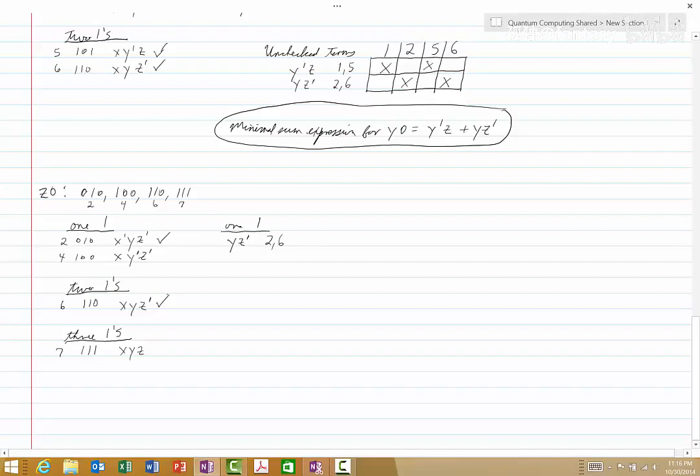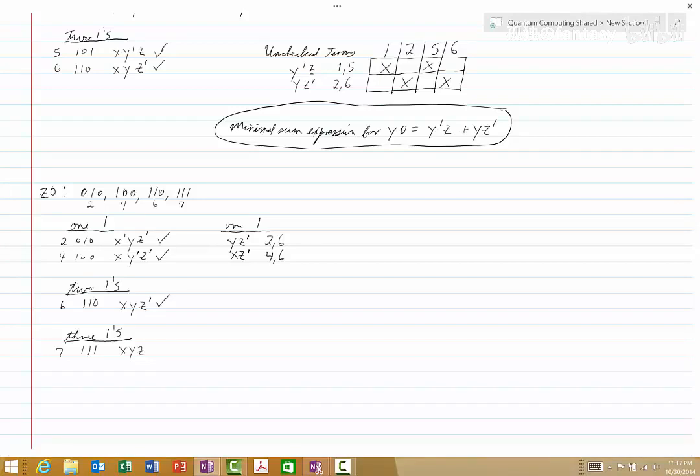What about 4 and 6? Yes, those should combine, because the upper number is smaller than the lower number, and the difference between 4 and 6 is 2, which is a power of 2. And when we look at 4 and 6, we see that they differ in the y position, so that drops out, and we're left with xz prime. And 6 already has a check by it, but now 4 will get a check. So that's all for the elements in group 1.